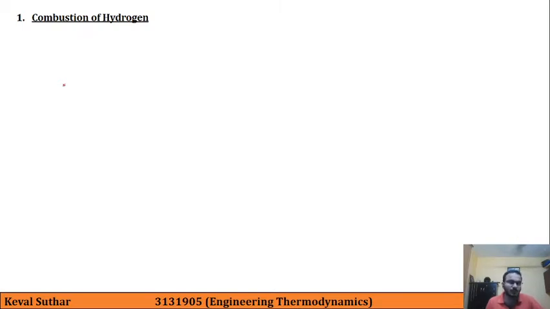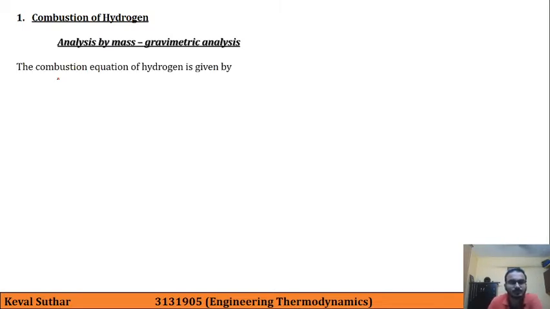So now we will be discussing combustion of various fuels, and first we will begin with the easiest one, that is combustion of hydrogen. First we will do analysis by mass, that is gravimetric analysis. The combustion of hydrogen is given by this formula, that is 2H2 plus O2 is equal to 2H2O, that is already known to us.